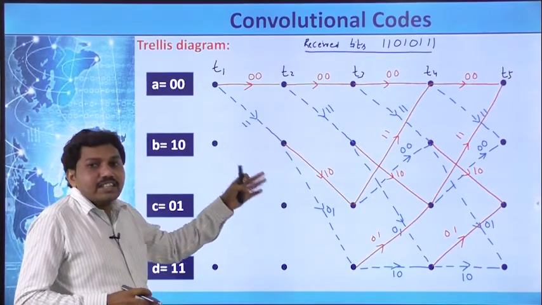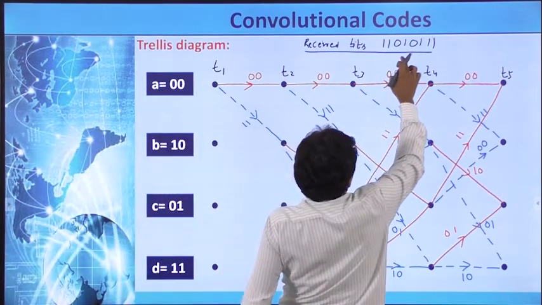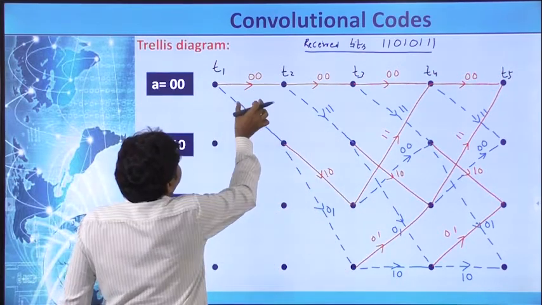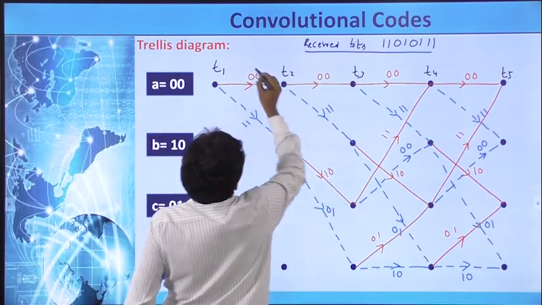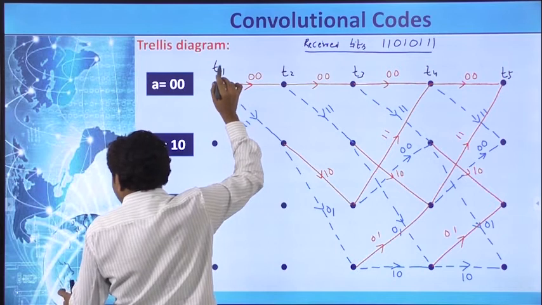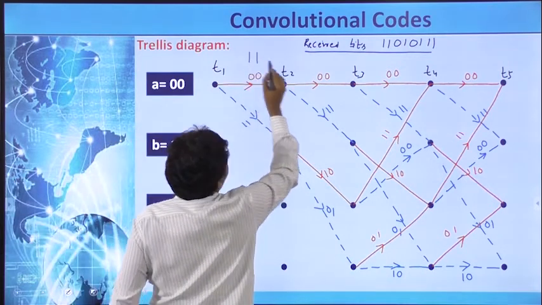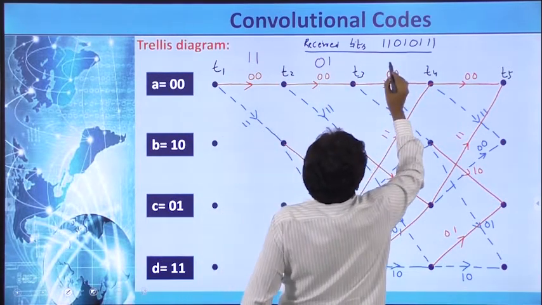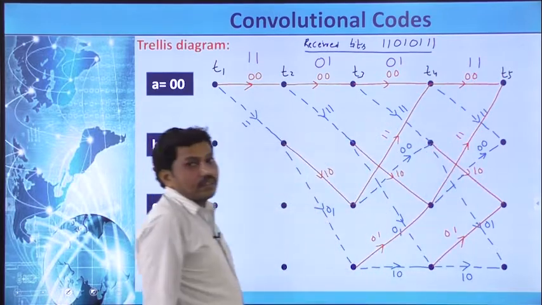So this is the trellis diagram for the given convolution encoder. The received bits are 11010111, right? So look at that trellis diagram. The output bits in each stage are only 2. So write the received bits. So 11. Next stage is 01. Next one is 01, and here is 11.